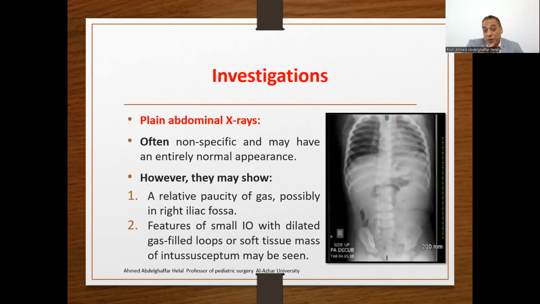Investigation. Plain X-ray is usually non-specific and may have a normal appearance. However, sometimes it may show paucity of gas or rarity of gas, possibly in the right iliac fossa. Sometimes there may be features of small bowel obstruction, dilated gas-filled loops, or a soft tissue mass shadow of the intussusceptum may be seen. However, it is usually non-specific to diagnose intussusception using a plain X-ray.